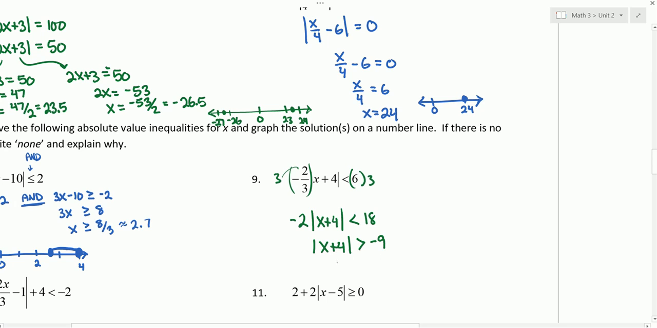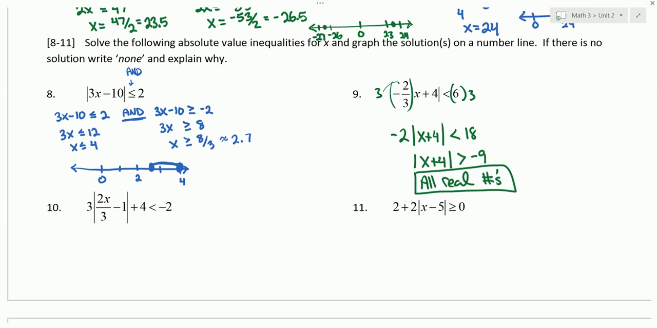So in this case, there's no more work necessary. We can state that all real numbers is a solution. If we were to draw a number line, we just have to shade in the whole number line. I'm not going to do that on this one. Number 10.